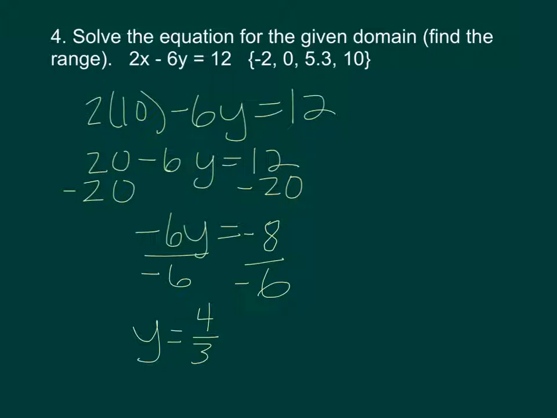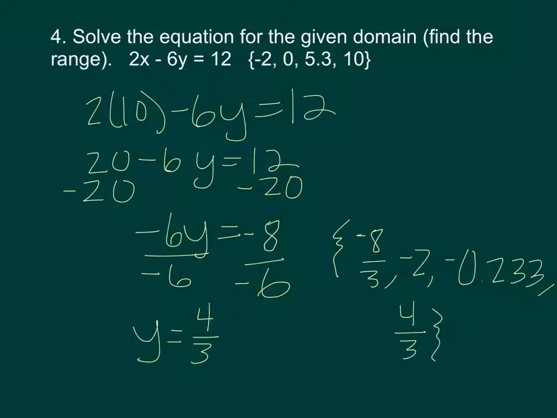And then for your final answer, we got to take all those y values, put them in brackets, and write them next to each other. So we had negative 8/3, negative 2, negative 0.233, and then 4/3. And then you're done.